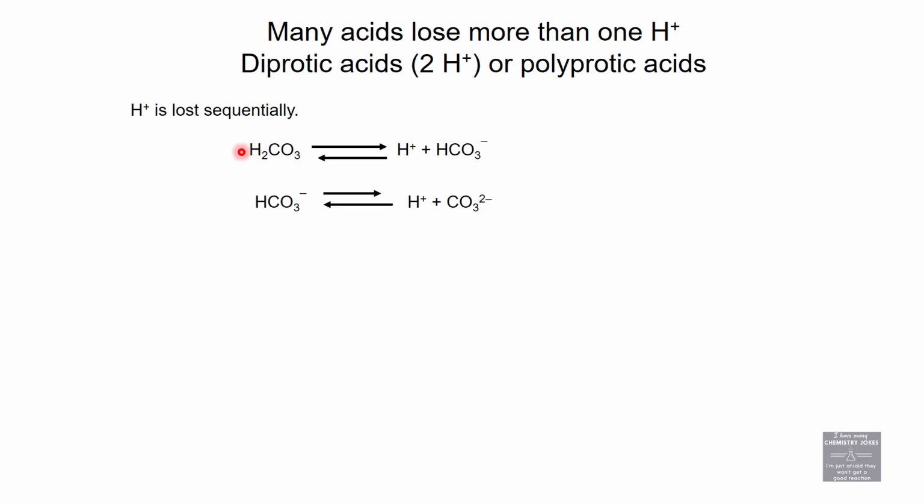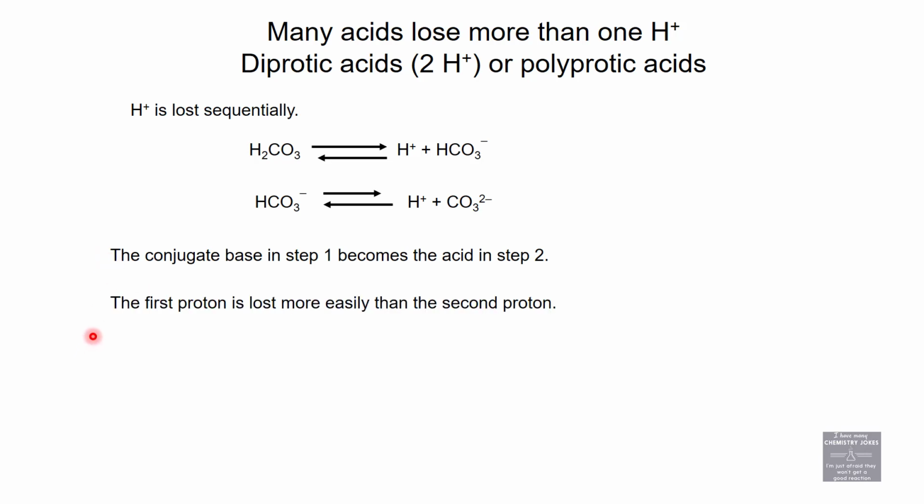Most polyprotics are weak, like carbonic acid here. Carbonic acid loses one H to become bicarbonate. Bicarbonate loses another H to become carbonate. The conjugate base in step 1 becomes the acid in step 2. The first proton is lost more easily than the second.